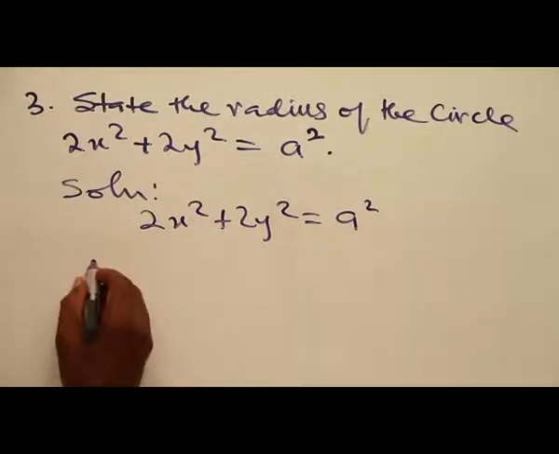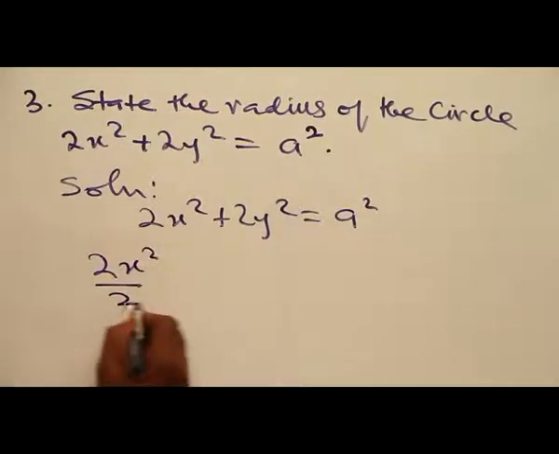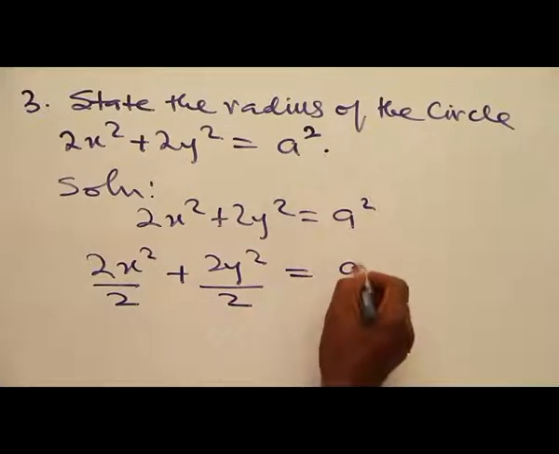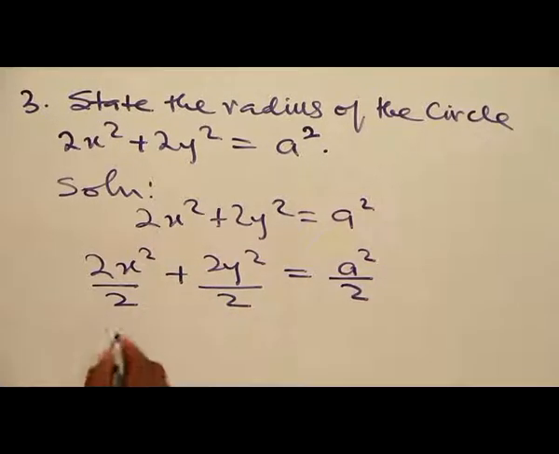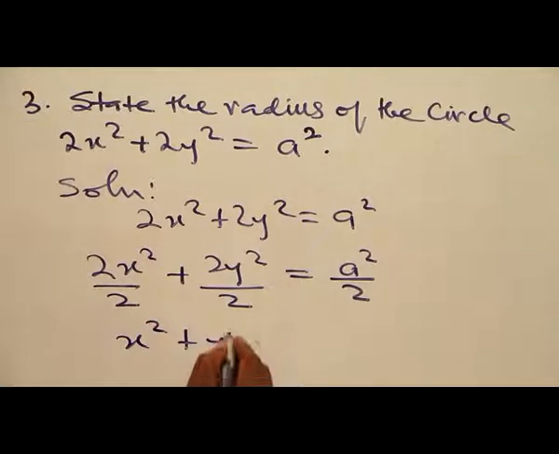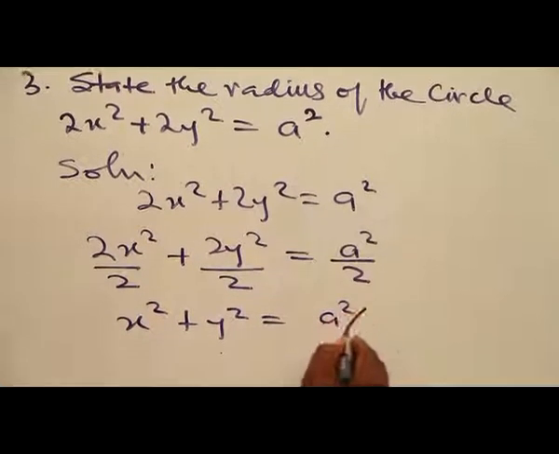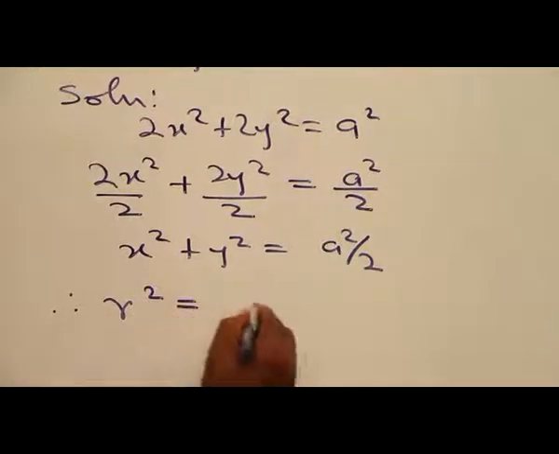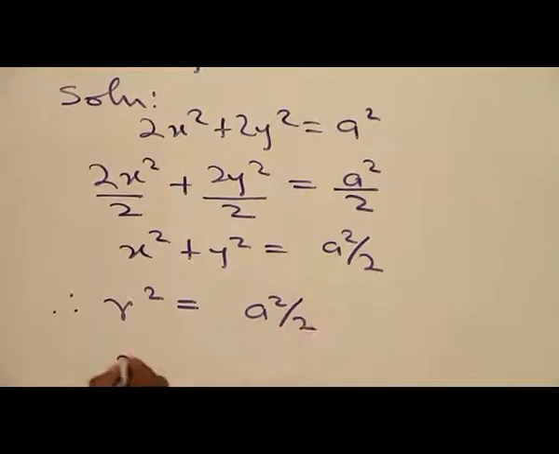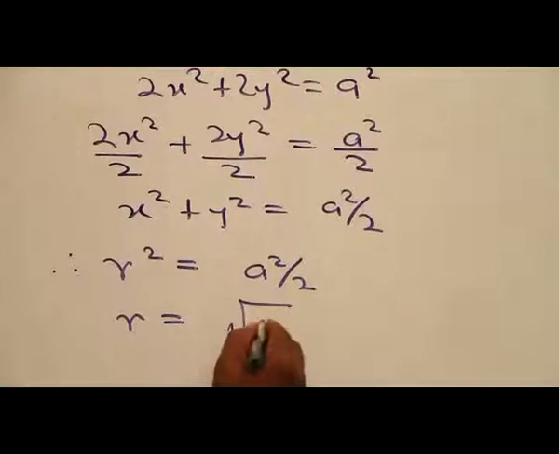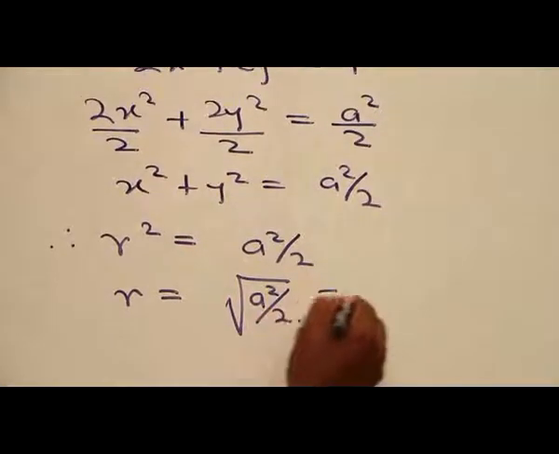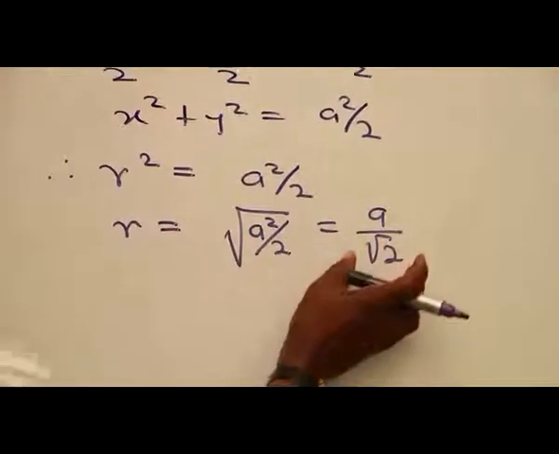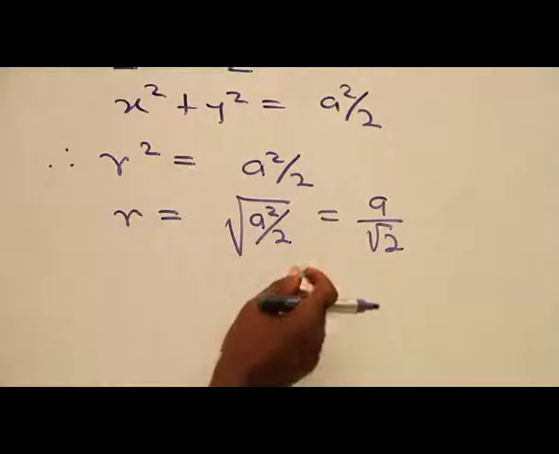So dividing all through by 2, we have 2x squared divided by 2 plus 2y squared divided by 2 will be equal to a squared divided by 2. This will now give you x squared plus y squared is equal to a squared all over 2. Therefore, our r squared is equal to a squared all over 2. Hence, your r will be the square root of a squared all over 2, and that is equal to a all over root 2.